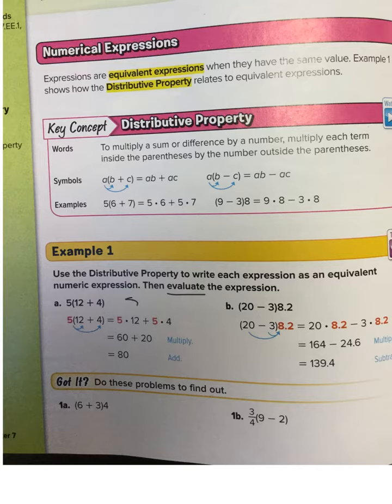A says 5 times 12 plus 4. The distributive property says I'm going to take the 5 on the outside and I'm going to distribute it in. 5 times 12 is 60. 5 times 4 is 20. And I'm going to take 60 plus 20, which is 80.